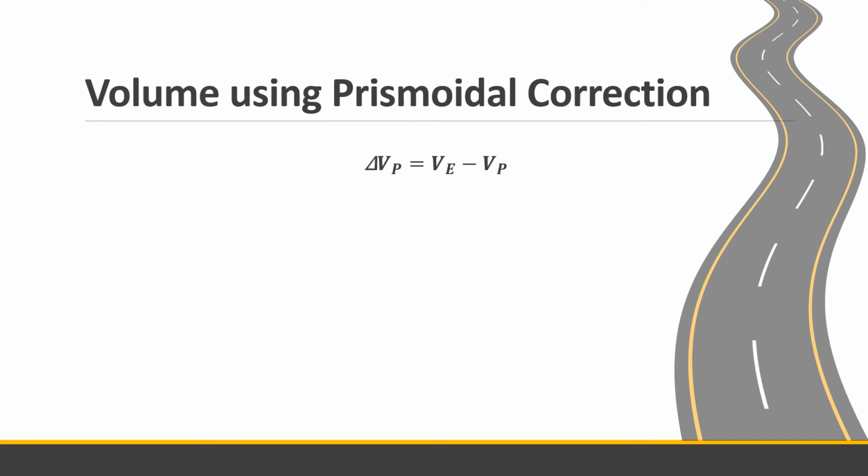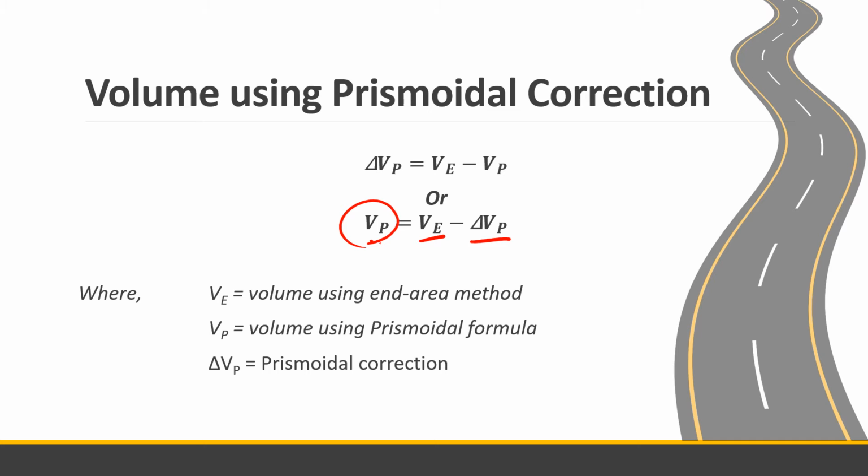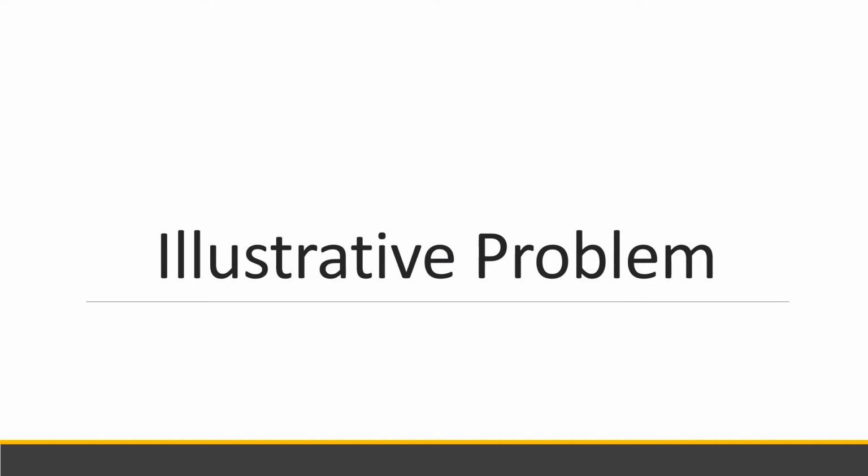So you can also find the prismoidal correction by subtracting the end area volume and the prismoidal volume, or the other way. If you have the end area volume and you have the prismoidal correction, you will find the prismoidal volume. So where VE is the volume using the end area method, VP is the volume using the prismoidal formula, and delta VP is the prismoidal correction. Okay, so let's have an example.